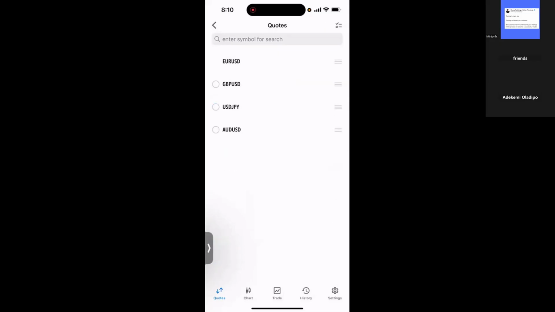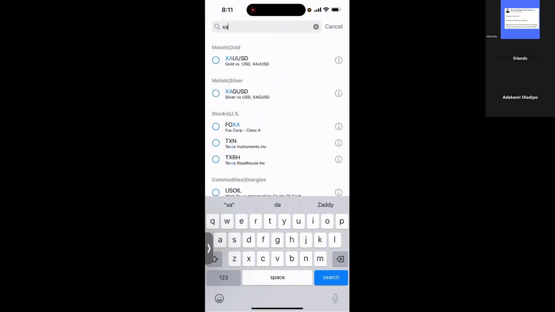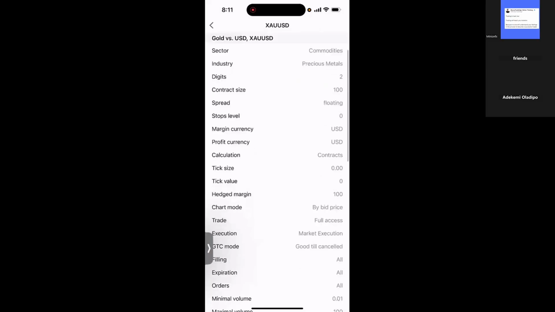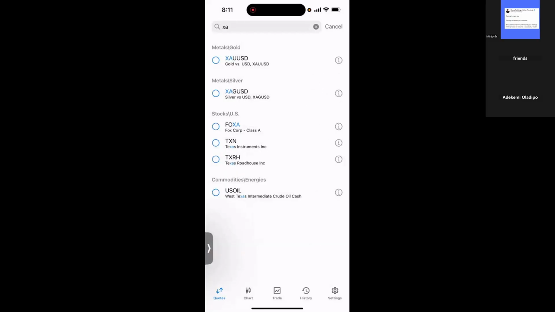Now let's add some new pairs to the watch list. Let's add gold and crypto. So XAU USD. X, not C, X. Yes. We have the first one. So you can see gold versus USD. Click on the circle. Go back. Click on the circle. Good. Once you click on cancel, it has added it automatically.